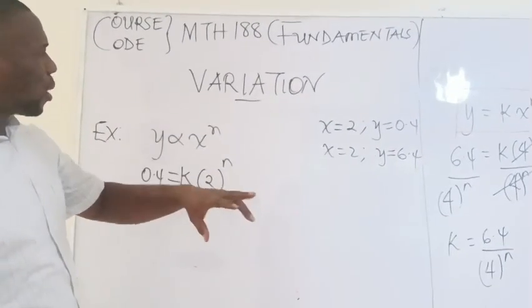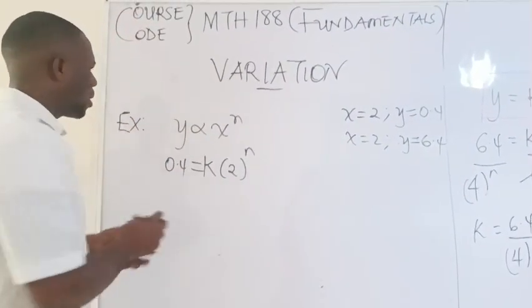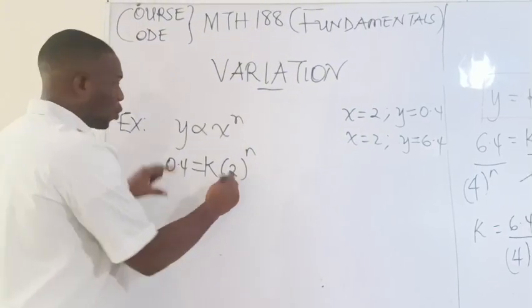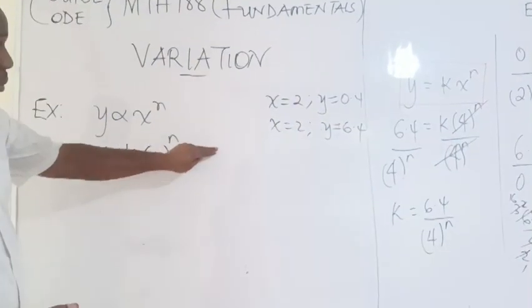But so far so good, right? We've found what the value of n is. So from this pair, I could use either this pair or I could use this pair. So you are free to call this equation 1.